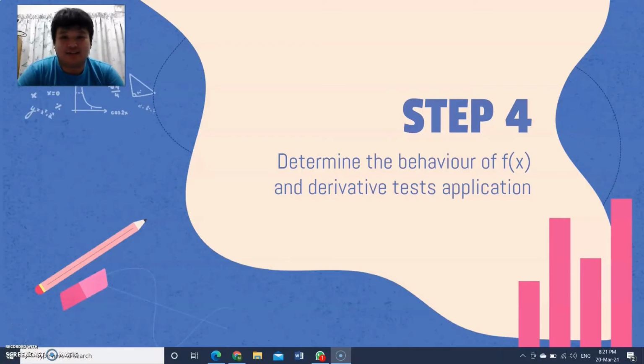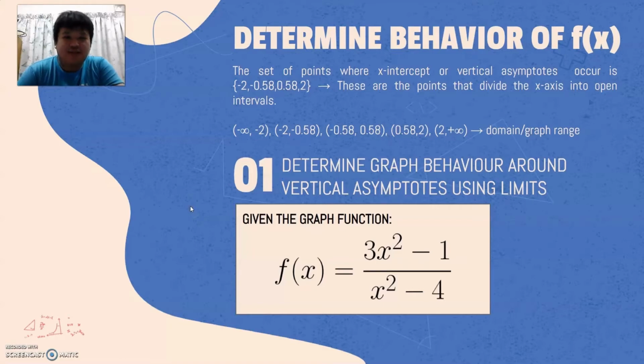My name is Manjahau, and I want to explain step 4, which is to determine the behavior of the function f(x) and the derivative test application. Determining the behavior of the function: the set of points where the x-intercepts or vertical asymptotes occur are -2, -0.58, 0, 0.58, and +2. They are the points that divide the x-axis into open intervals.